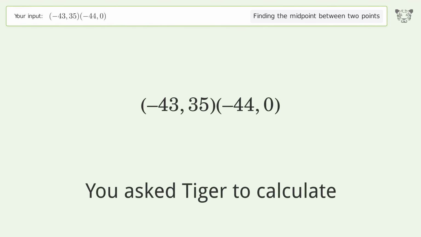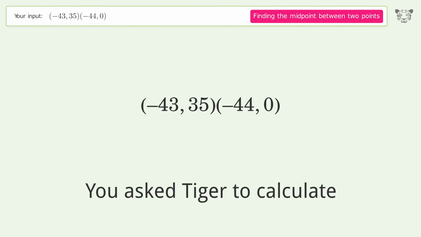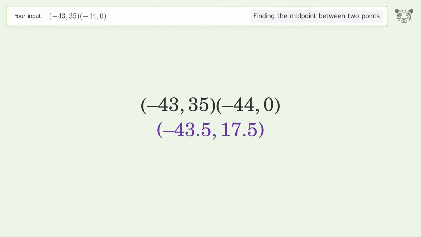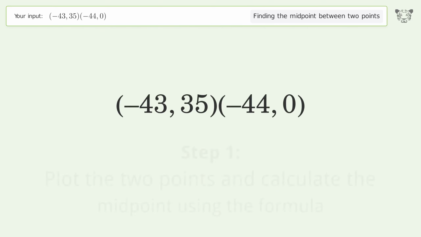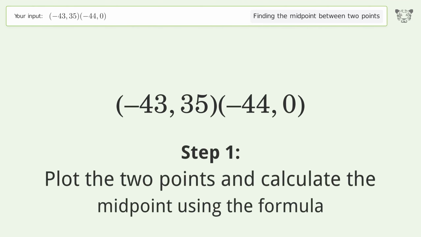You ask Tiger to calculate. This deals with finding the midpoint between 2 points. The midpoint between the 2 points is negative 43.5, 17.5. Let's solve it step by step. Plot the 2 points and calculate the midpoint using the formula.